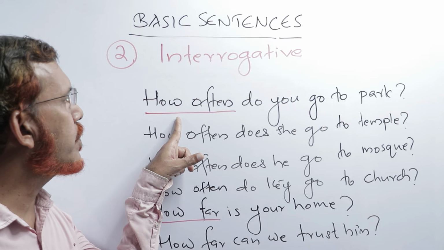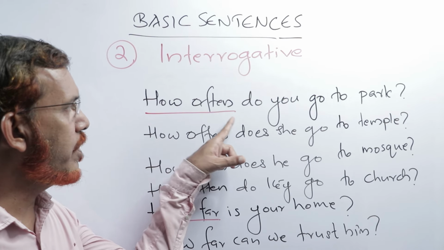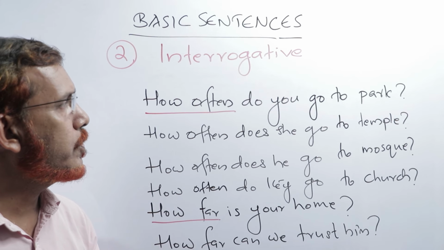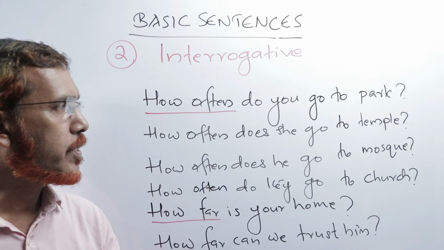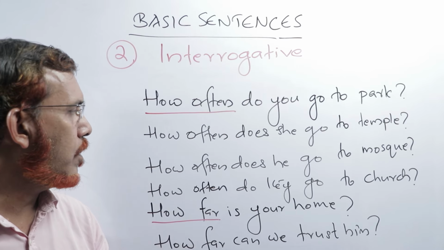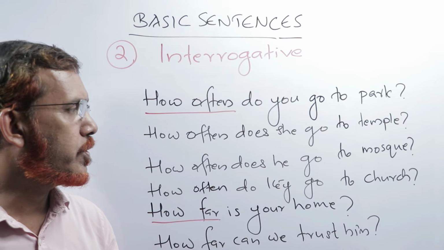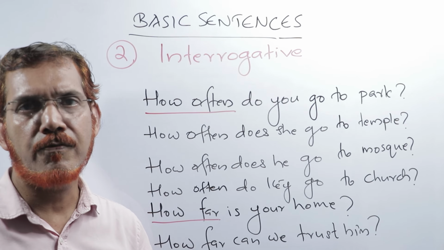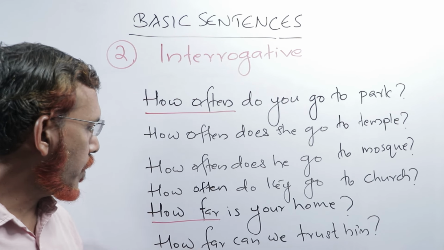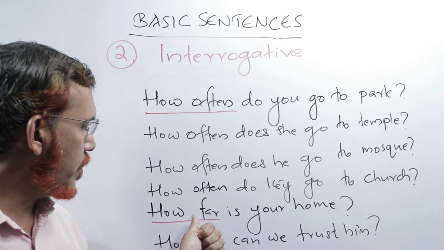This shows frequency of time. How often do you go to park? How often does he go to temple? How often does he go to mosque? How often do they go to church? How often indicates frequency of time. Now how far? How far shows distance.